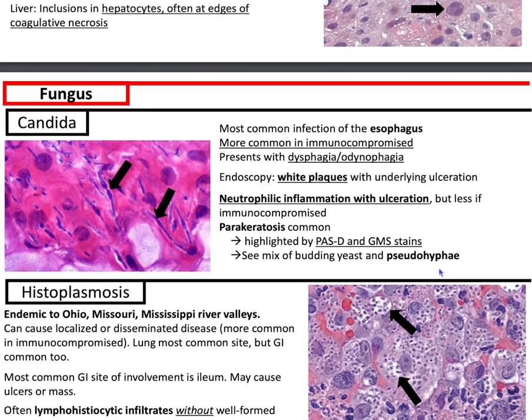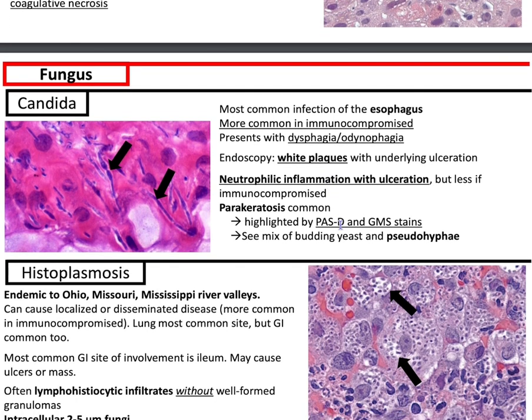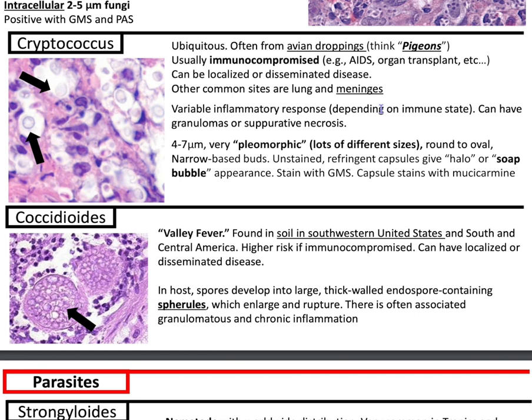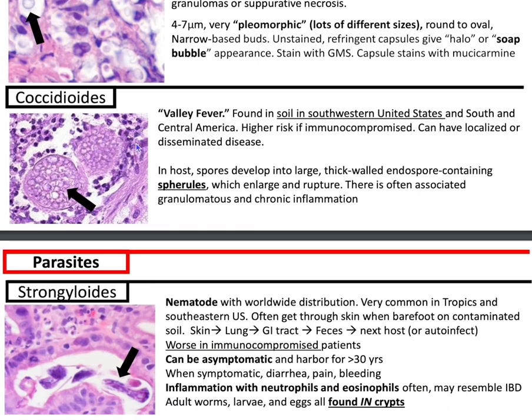Fungus, Candida, look for the shredded wheat appearance. You can have parakeratosis, neutrophilic inflammation with ulceration, highlighted by PAS and GMS. Histoplasmosis, it's an intracellular organism, and you'll have this lymphohistiocytic infiltrate without well-formed granulomas, positive with GMS and PAS. Cryptococcus, immunocompromised, often from pigeons, and very pleomorphic, with the soap bubble appearance, and it stains with GMS, and the capsule stains with mucicarmine. Coccidioides, you'll have these thick-walled endospore-containing spherules.